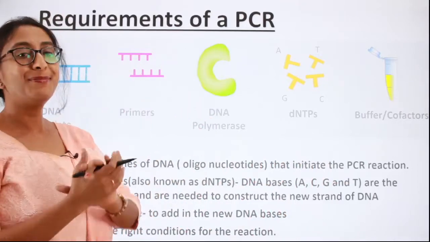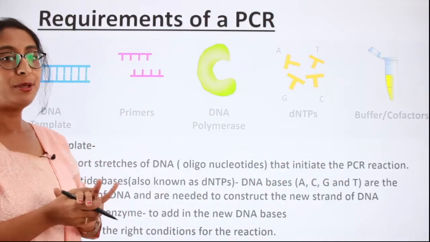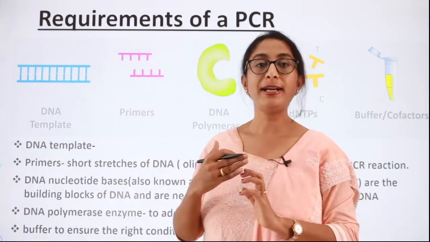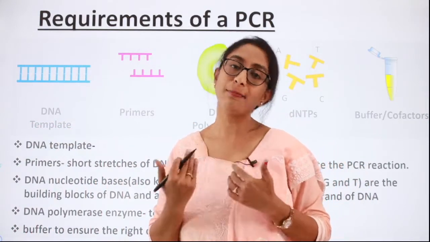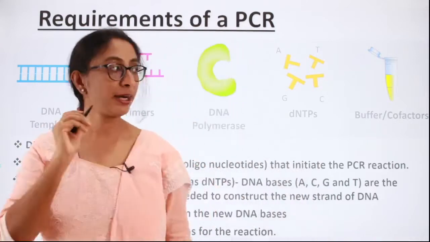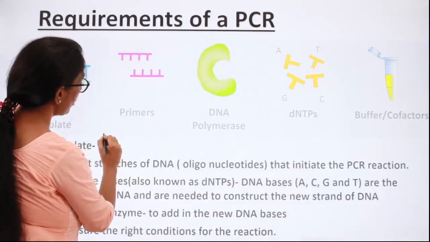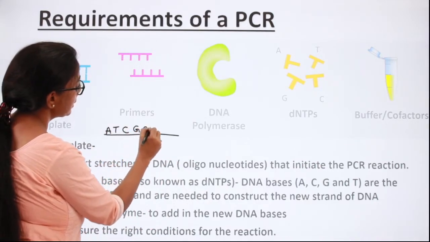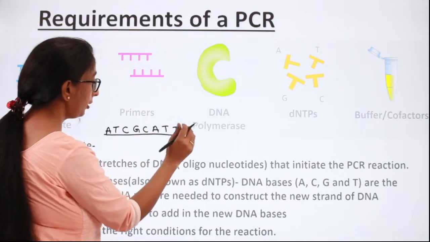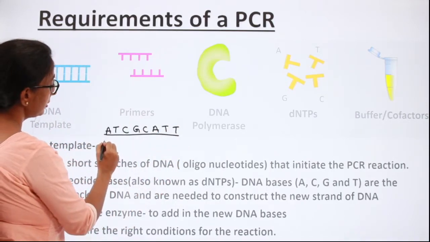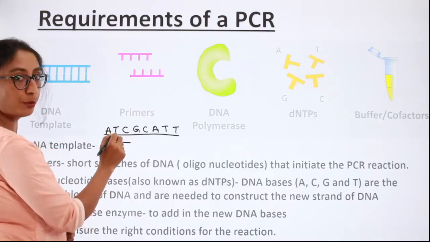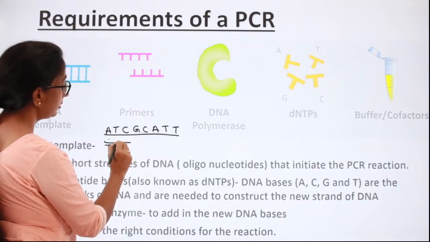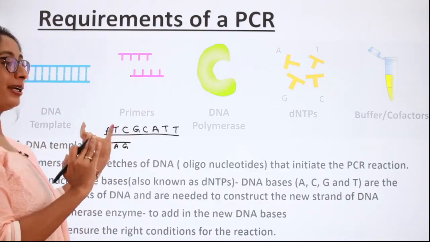Next comes the DNA polymerase enzyme. DNA polymerase is an enzyme which is capable of synthesizing a new strand complementary to the existing template strand. Suppose this is the template strand and it has A, T, C, G, C, A, T, T. Suppose the primers are attached over here. The primers are also complementary to the template strand, so the primer will have T, A, G. Assume that this primer has already been attached.